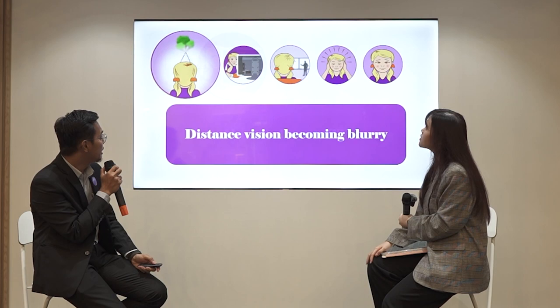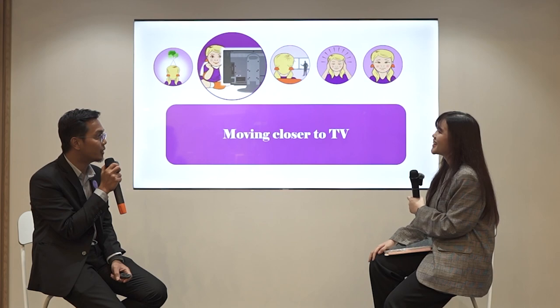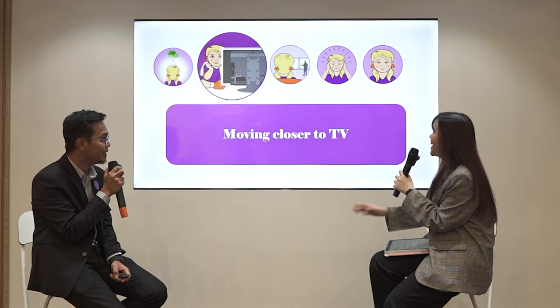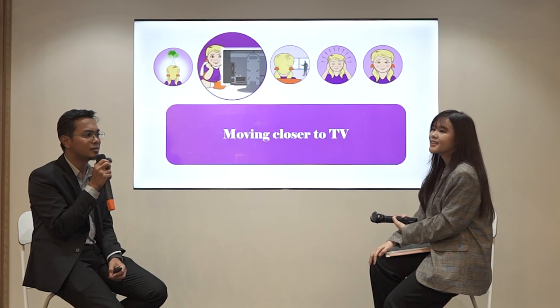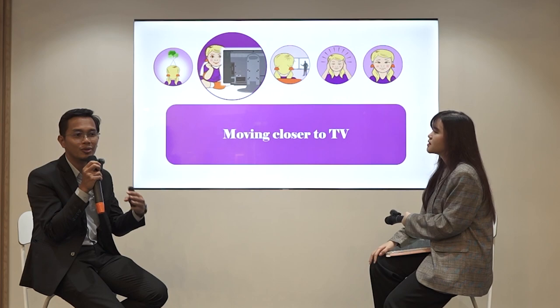The next one, they normally move closer to the TV. This is related to the first one, because they cannot see far, they tend to move closer. They see the TV blurry, so that's why they move closer. Sometimes parents scold their kids, don't sit too near, but actually their kids cannot see. So you have to understand why they do that.